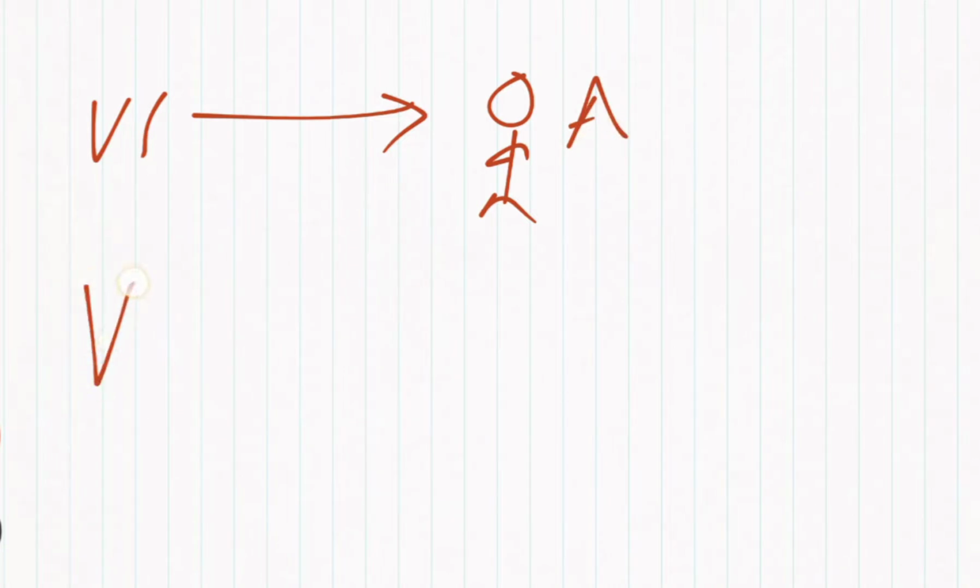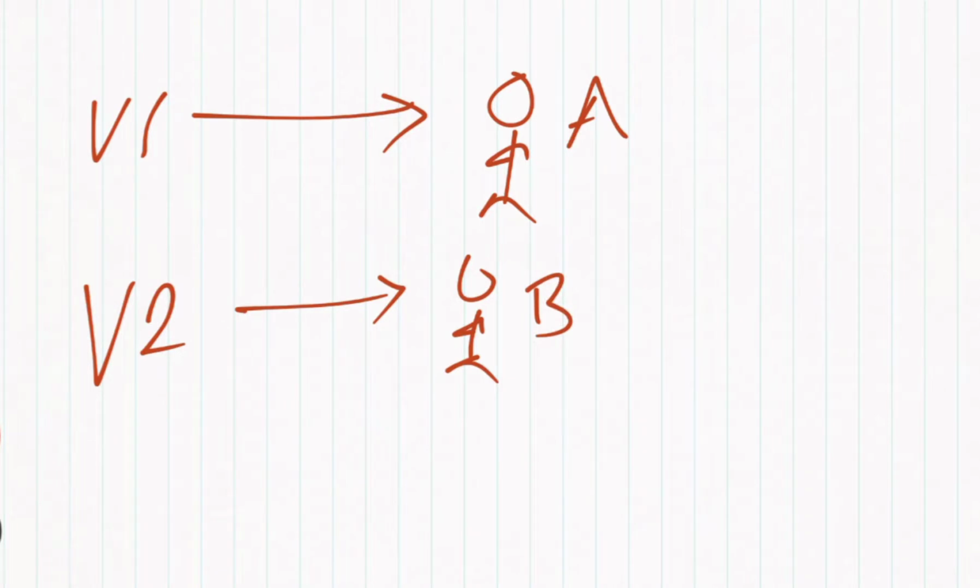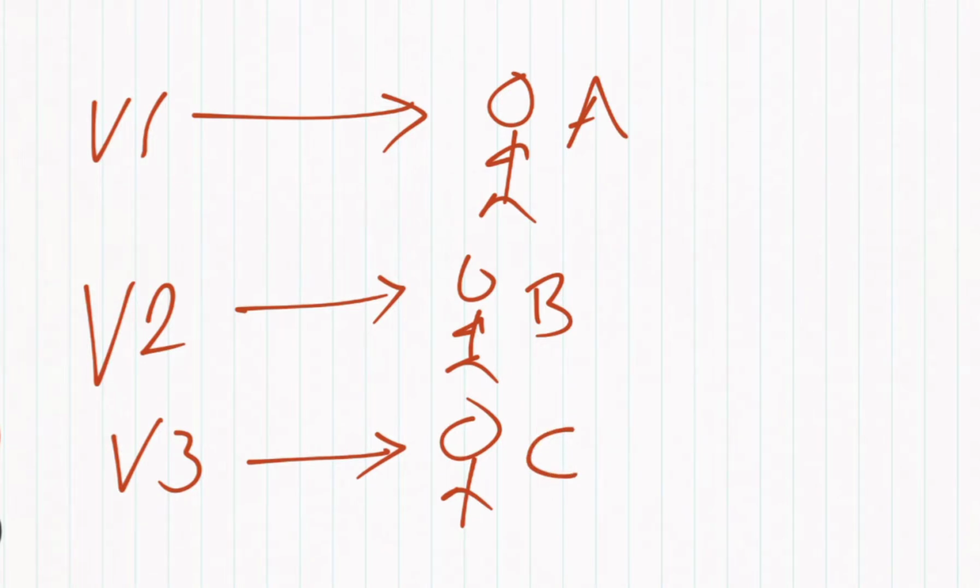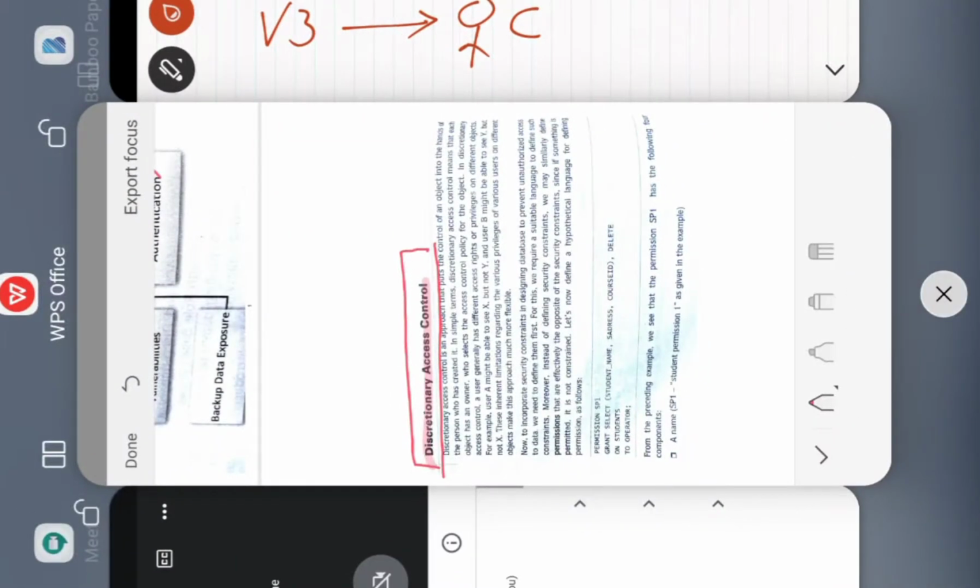If I am having an object v2, this particular object has its own owner. Suppose I name it b. Likewise, if I am having v3, this object has its own owner, and if I name it c, right? So this is the scenario in discretionary access control measures.